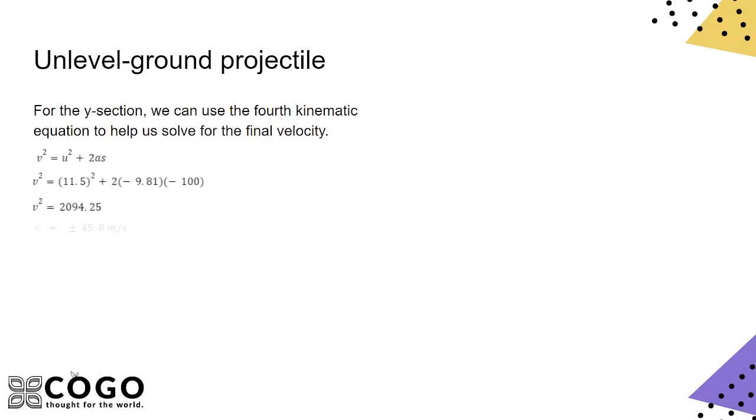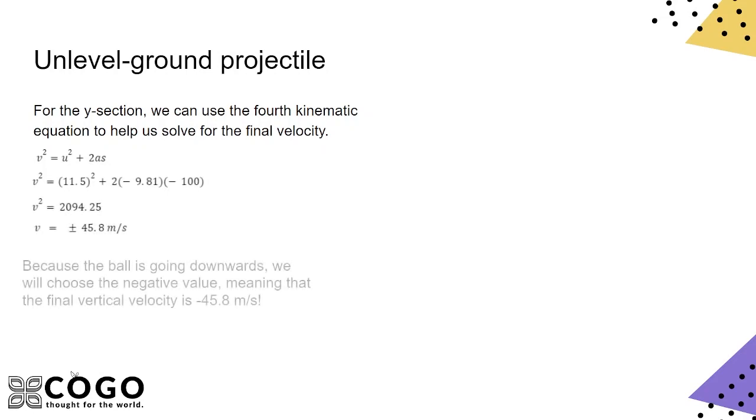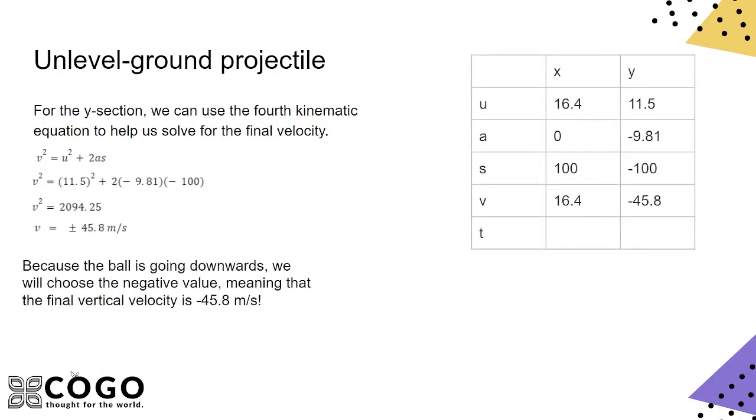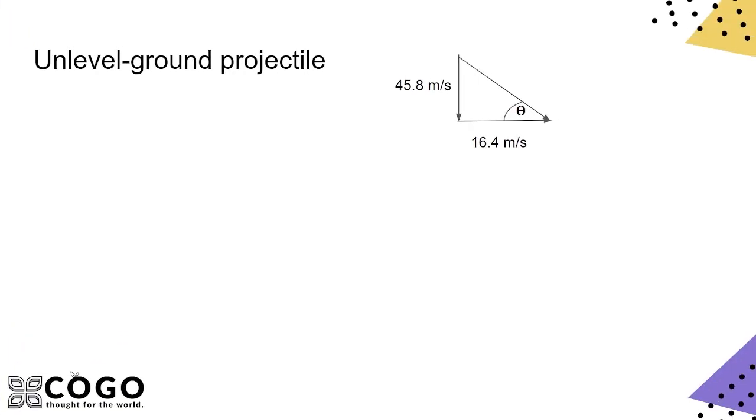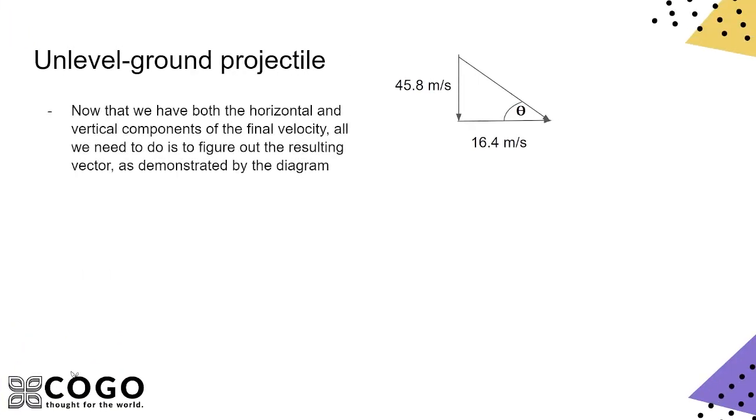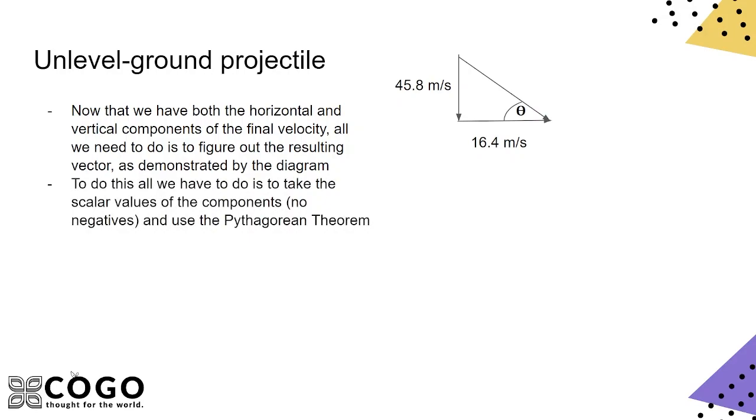Because the ball is going downwards, we will choose the negative value, meaning that the final vertical velocity is negative 45.8 meters per second. Now that we have both the horizontal and vertical components of the final velocity, all we need to do is to figure out the resulting vector, as demonstrated by the diagram. To do this, all we have to do is to take the scalar values of the components, no negatives, and use the Pythagorean theorem.